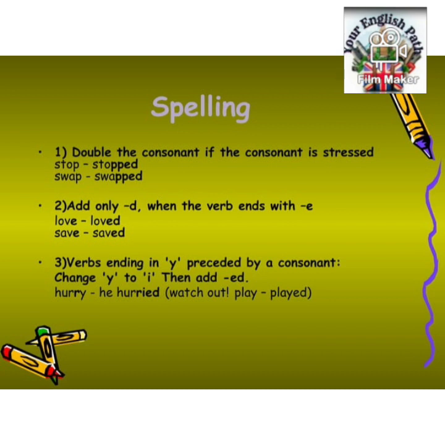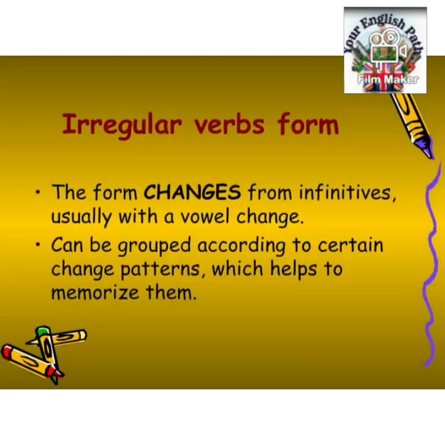Number 3, verbs ending in Y preceded by a consonant. Change Y to I, then add ed. For example, hurry, he hurried. But we don't change Y when it is preceded by a vowel.